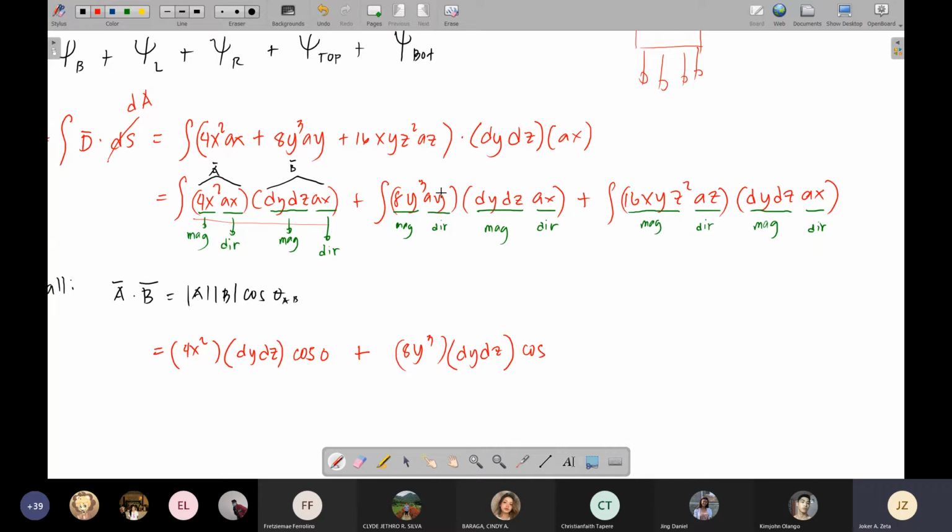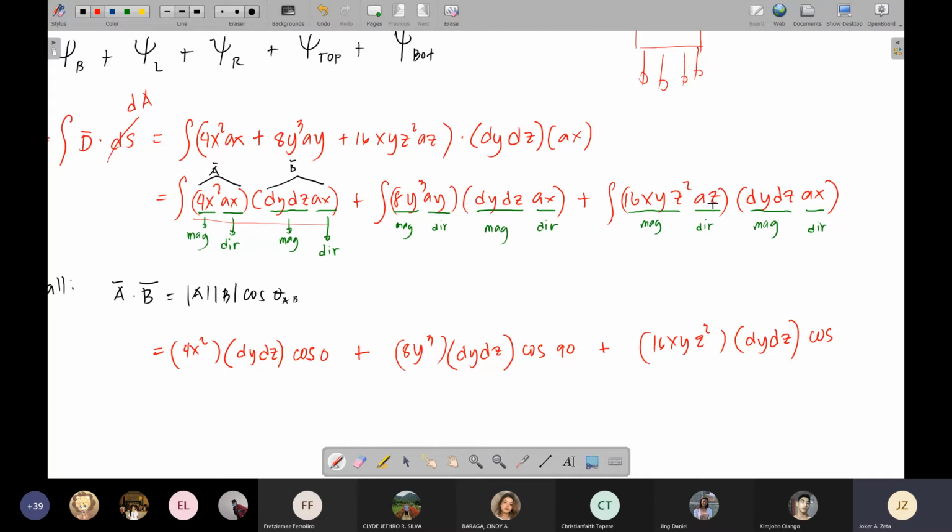What is the angle between the two? One is on the y-axis, the other is on the x-axis. 90. Okay, so cosine of 90. Then, where are we now? You have the magnitude for this vector, 16xyz squared, times the magnitude for this vector, dy dz. Then, cosine of the angle between them.